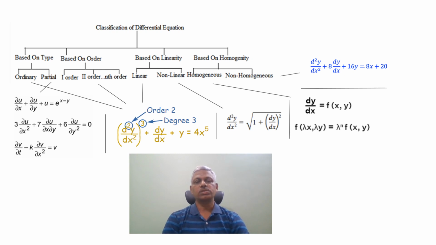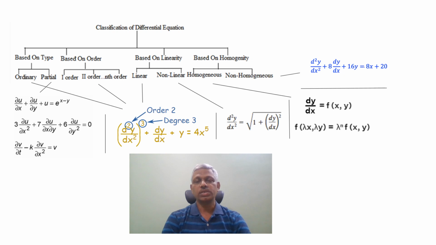In this example, d square y by dx square is equal to square root of 1 plus dy by dx whole square. dy by dx is multiplied with itself, so it is a nonlinear equation. If no such multiplications exist, then we can classify them as a linear equation. Of course, there is also another definition for linear equation. We can talk about that later.